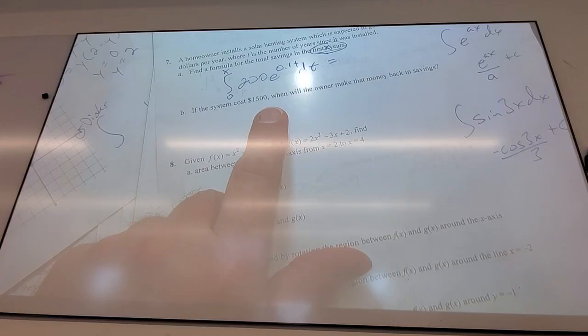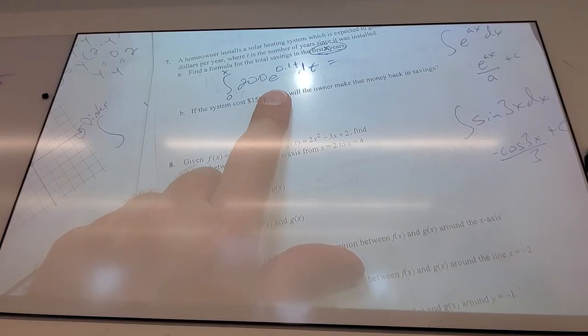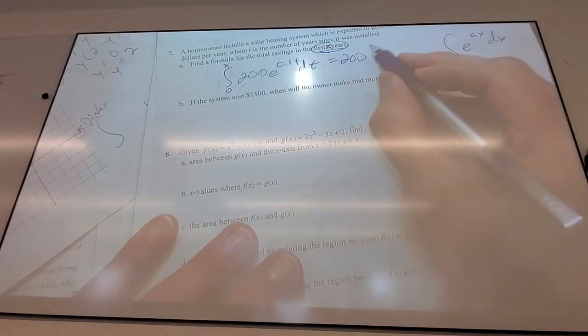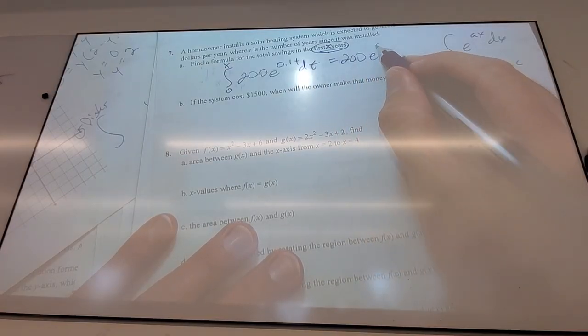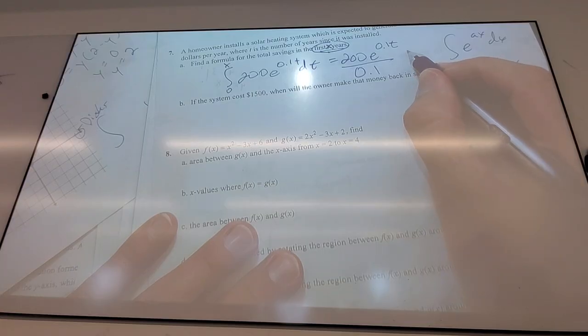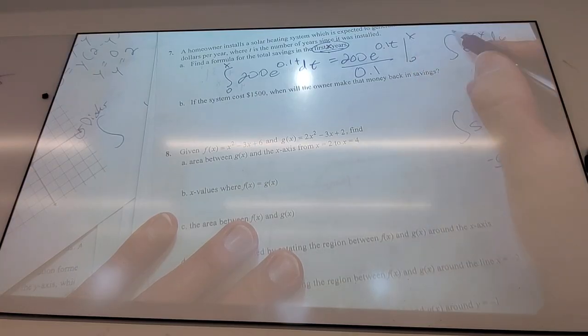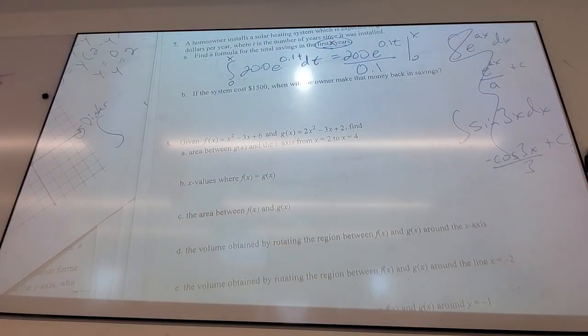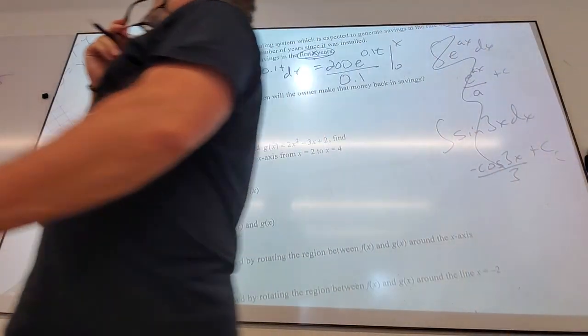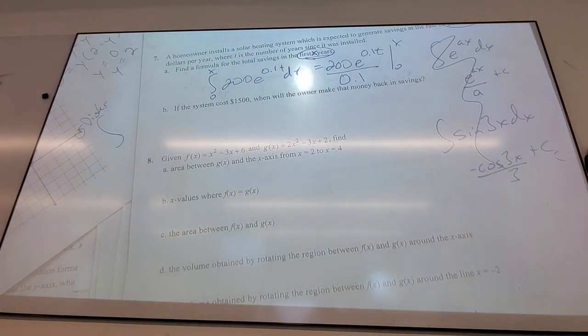So what's the integral? The 200 just comes to the right. Is that cool? I can take it out. What's the integral of e to the 0.1t? It's e to the 0.1t over 0.1. And then I evaluate it between 0 and x. What is 200 divided by 0.1? 2,000.